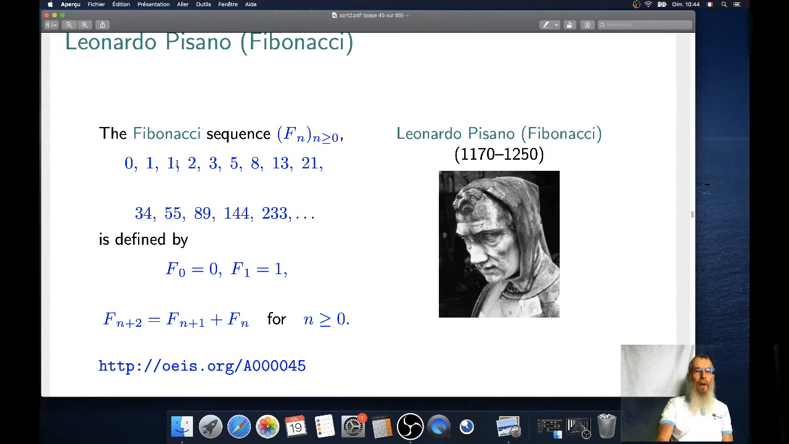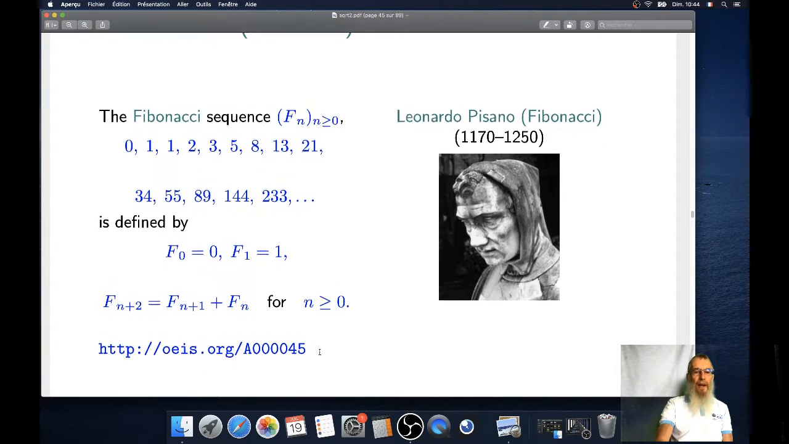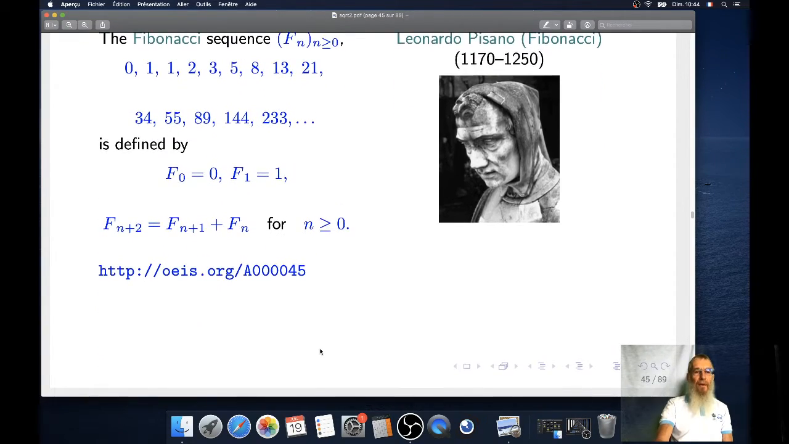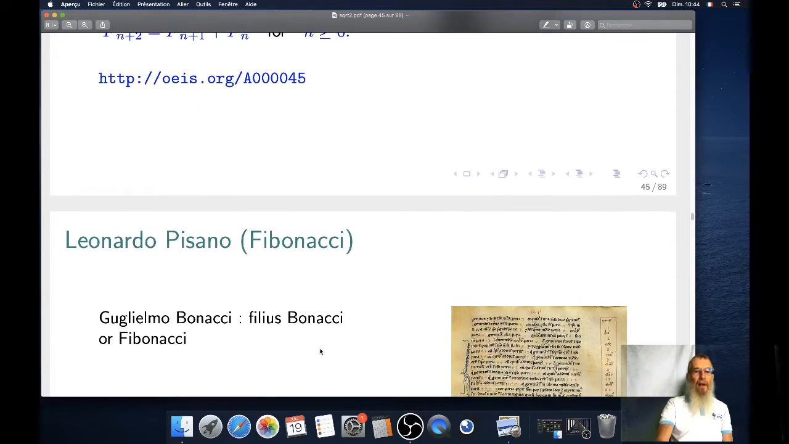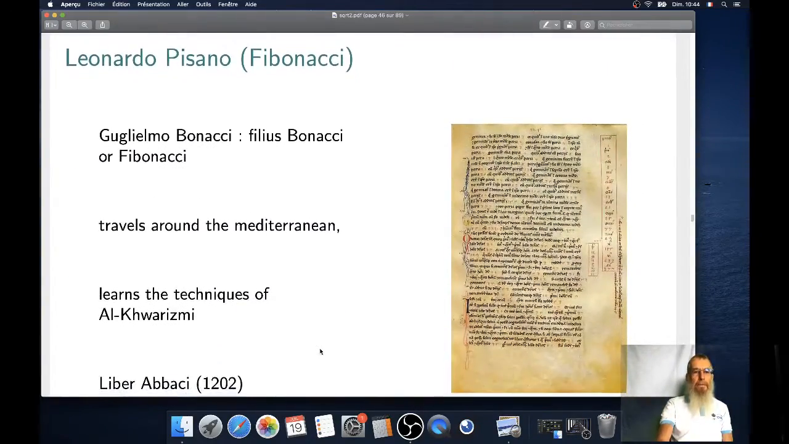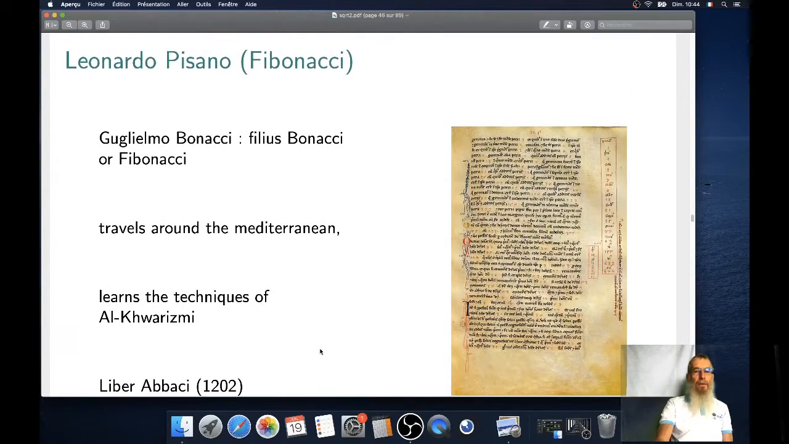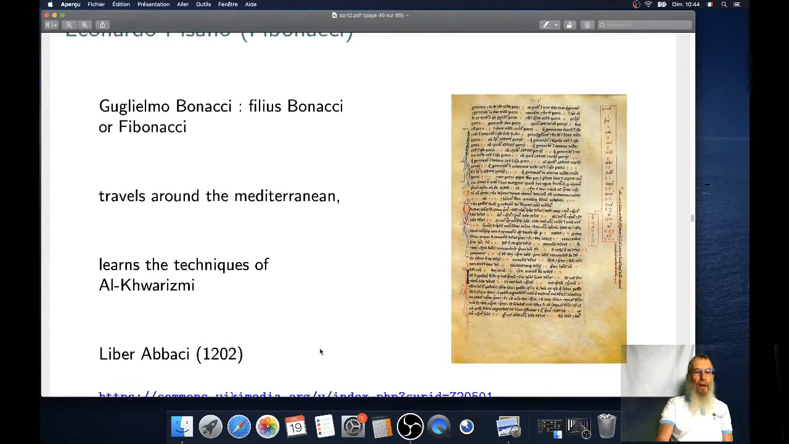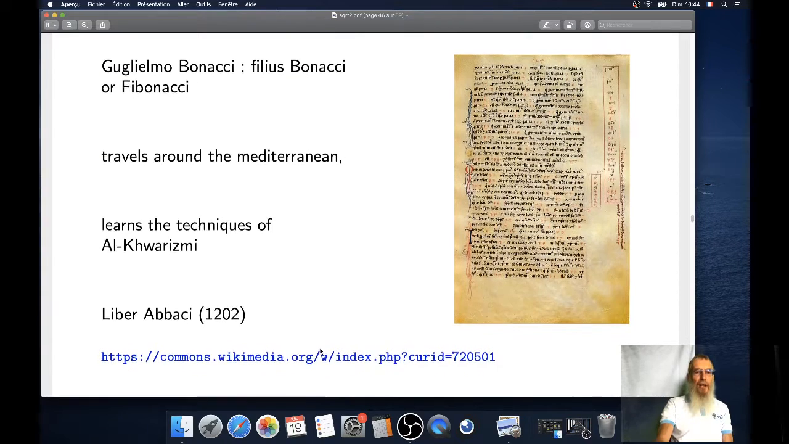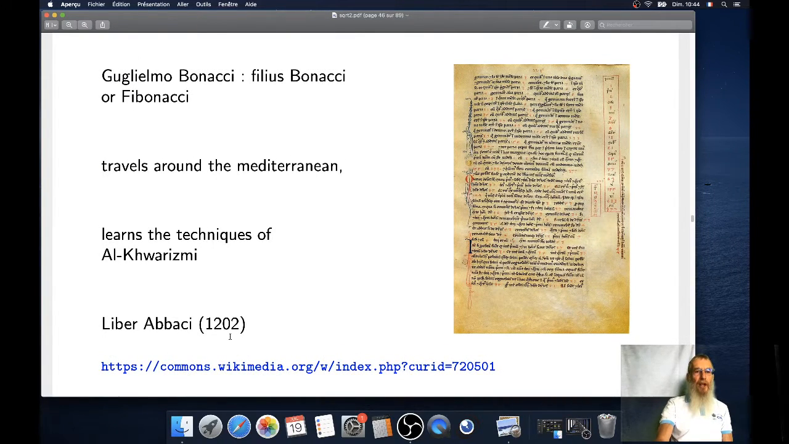It starts with 0, 1, 1, 2, 3, 5. It is defined by f0 equals 0, f1 equals 1, and f(n+2) is f(n+1) plus f(n). And of course, you find this sequence on the Online Encyclopedia of Integer Sequences. This Fibonacci sequence occurs in the Liber Abaci of Fibonacci.